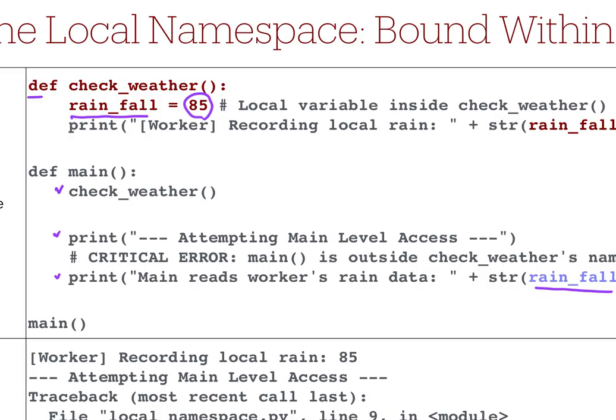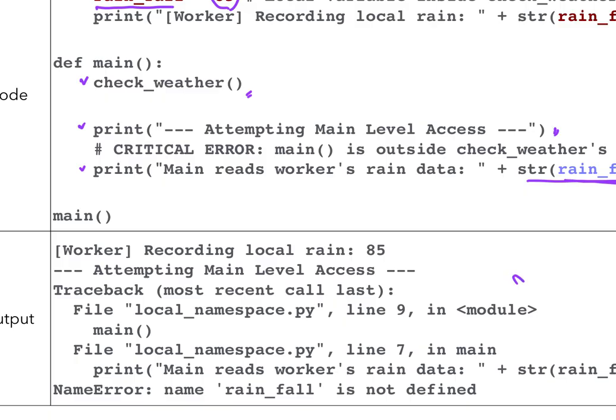So you see an output from the check weather function or this print line. But when you try to evaluate this rainfall variable in the second print line, you get an error. Okay, so you get an error at that point, and Python will complain with those error messages.